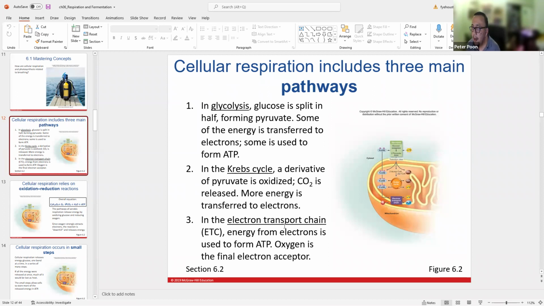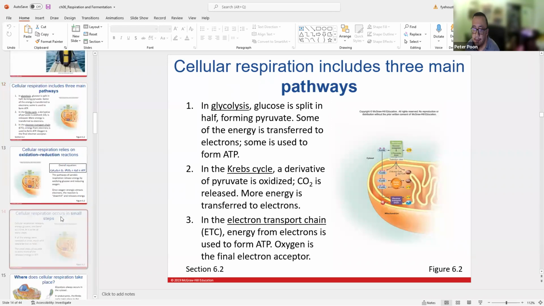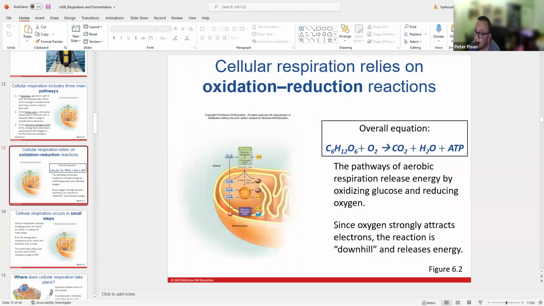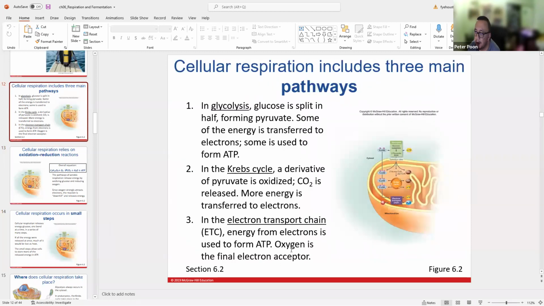In the electron transport chain, energy from the electrons is used to form ATP, and oxygen is the final electron acceptor. That's a key concept. Oxygen is the final electron acceptor.